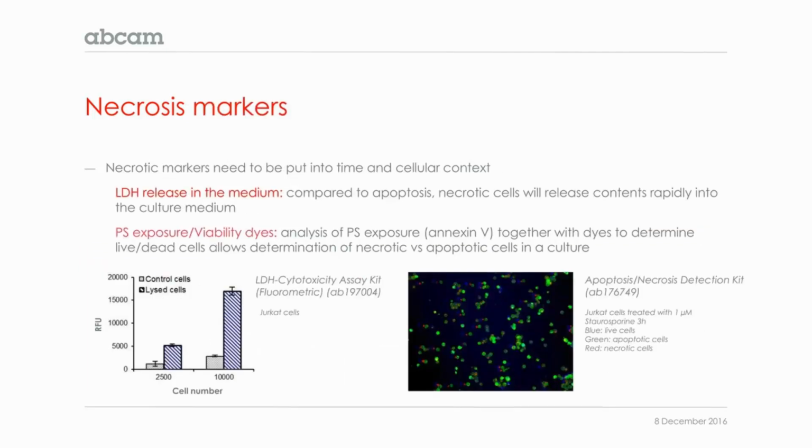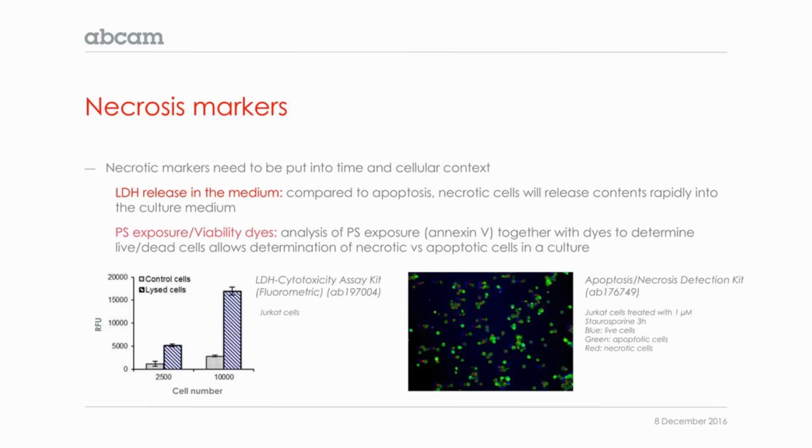There are no assays to really look at necrosis per se, but there are a few markers that can be used to define necrotic cell death. However, they have to be used in the right context. For instance, release of LDH, lactate dehydrogenase, can be considered a necrotic marker, as the lysis of the cell will lead to the release of the cytoplasmic content into the culture medium.